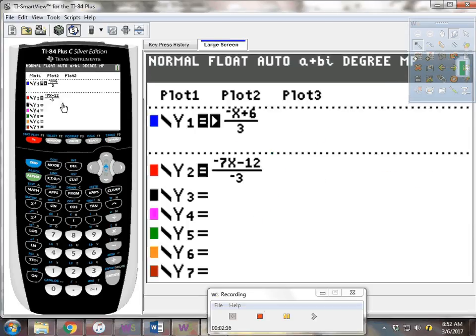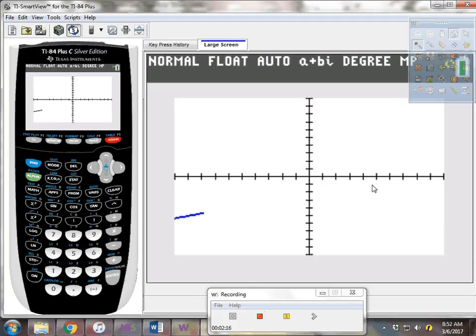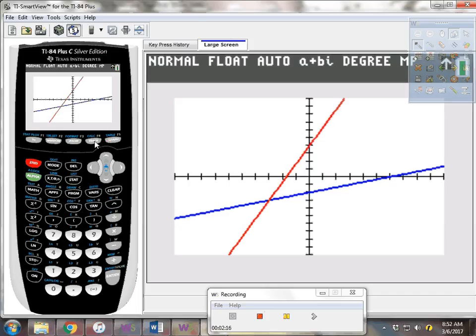Let me go back here. Oh, I did. This first one, I forgot my negative. So if you forgot your negative, make sure you put it in there. That's better. So I have this line here, then I've got this line here. Looks like they cross at negative 3, negative 3, but I'm going to find the intersect anyways.